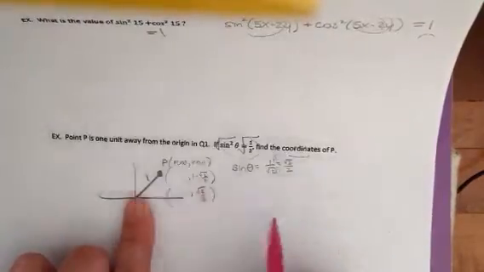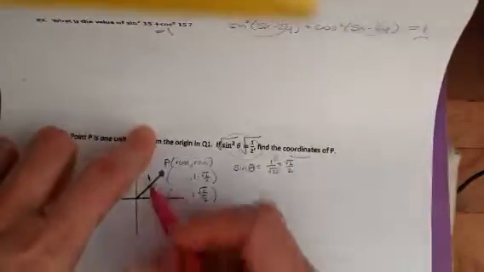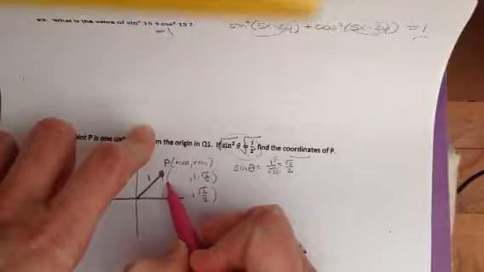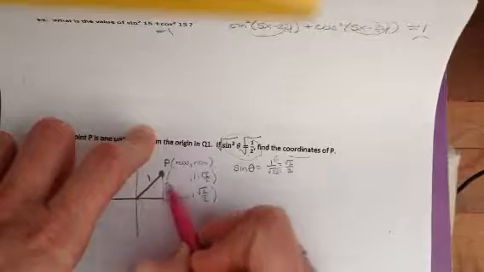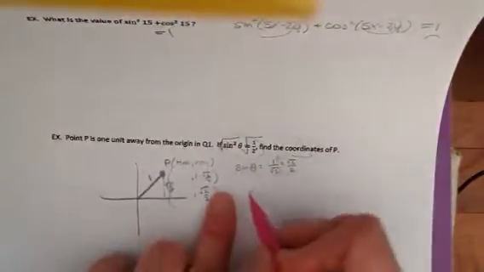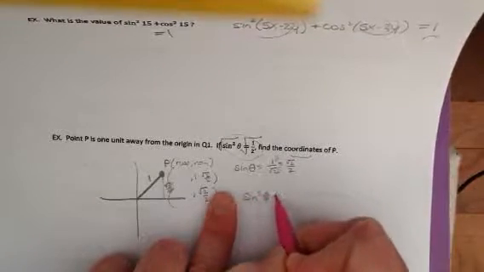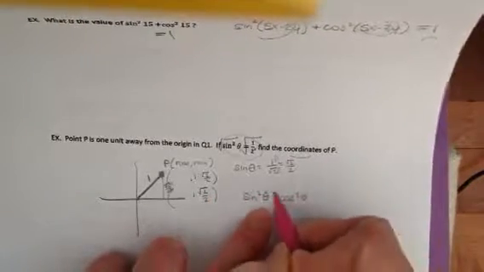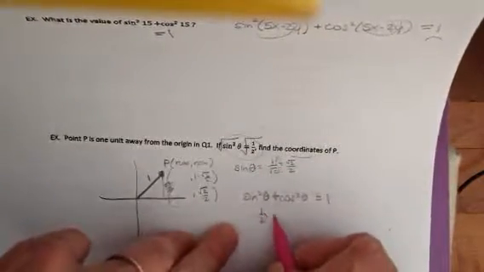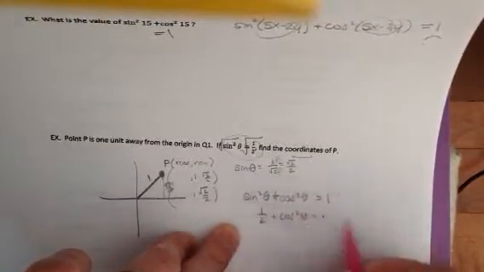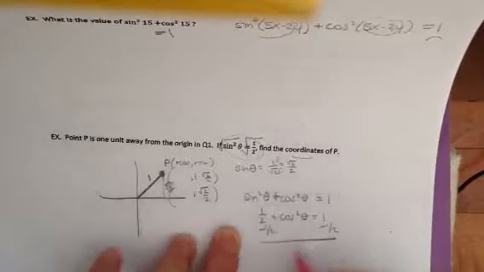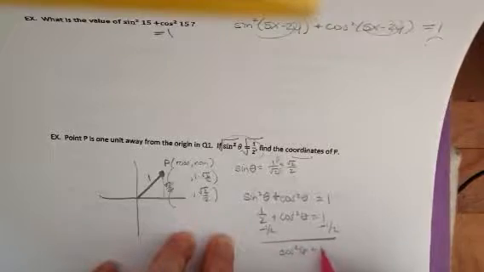To find the cosine, if you know your y coordinate is root 2 over 2, you could label this root 2 over 2 and then do your Pythagorean theorem. Or the idea here, since we're talking about the Pythagorean identity, is to go this direction: plus cosine squared of theta equals 1. Now you know sine squared is a half. Solve for cosine squared by subtracting your 1/2 from both sides, and cosine squared of theta equals a half.